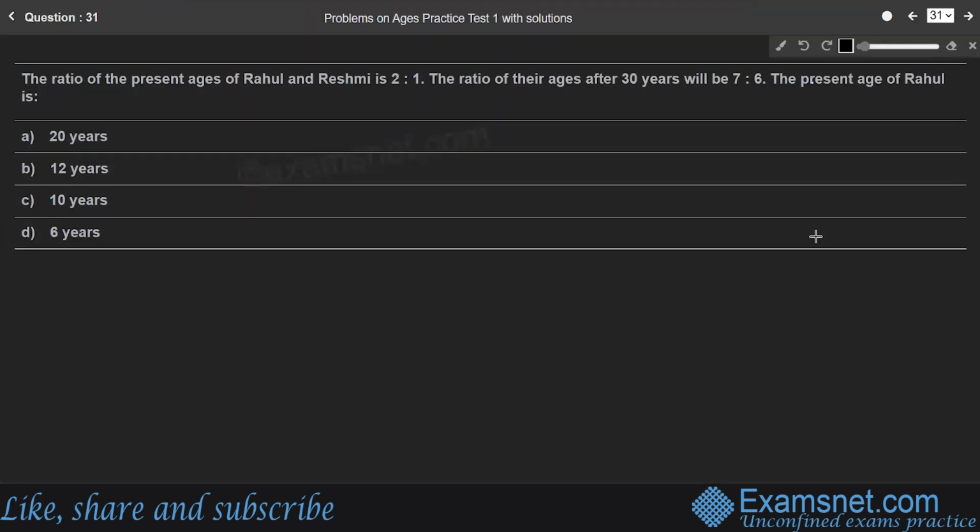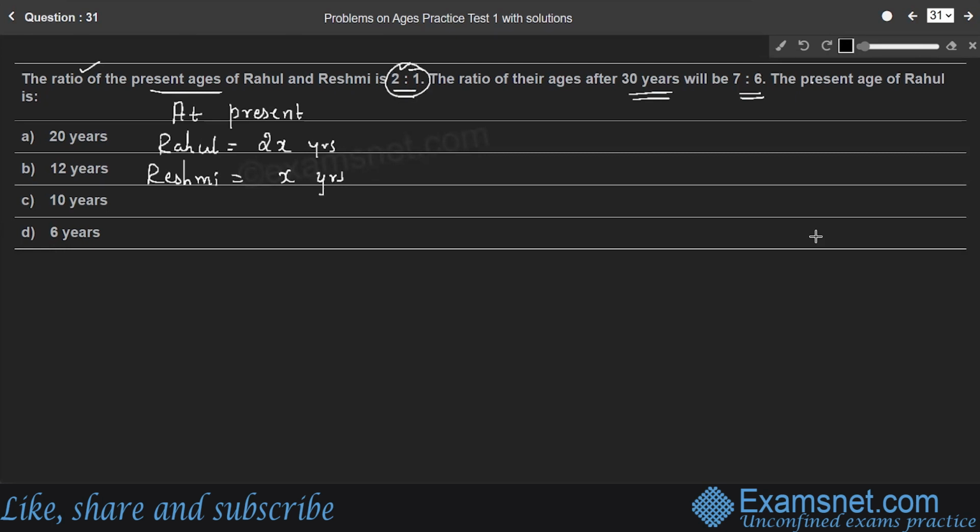Question number 31. The ratio of the present ages of Rahul and Rashmi is 2:1. The ratio of their ages after 30 years will be 7:6. The present age of Rahul is? So we'll consider their present ages. Based on the ratio, which is 2:1, we'll consider Rahul's age as 2x years and Rashmi's age as x years, so that the ratio becomes 2:1.